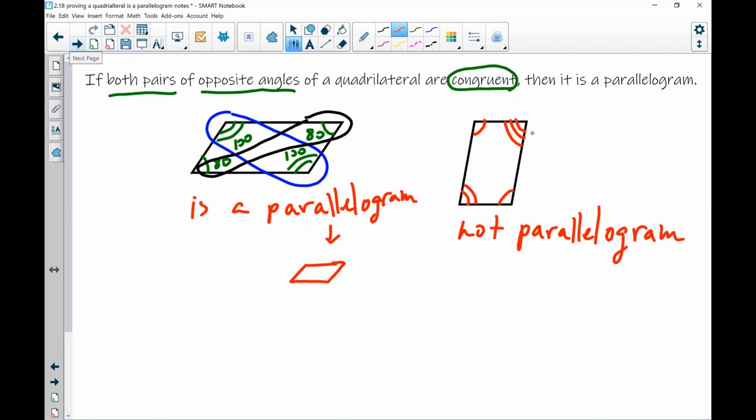And again, with the picture on the right, every time they're trying to show you that something's not a parallelogram, it's not necessarily going to be presented like this. You have to think, do I have evidence to show that both pairs of opposite angles are congruent? They could show you all four angles and show that one pair is not congruent, or they could just leave information out too.